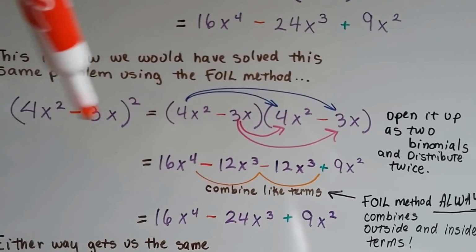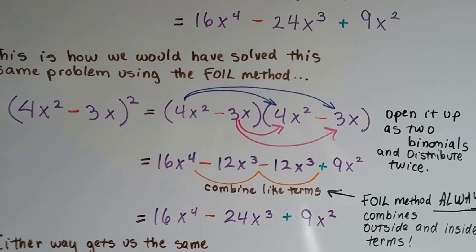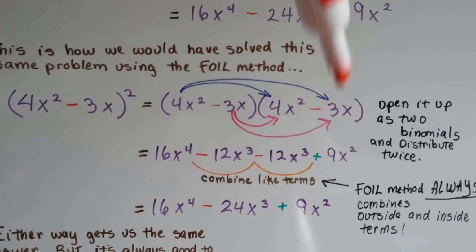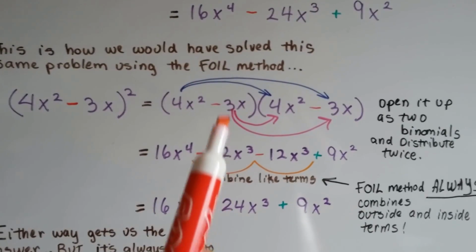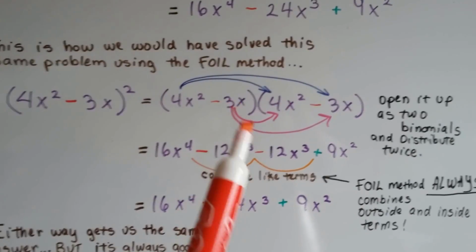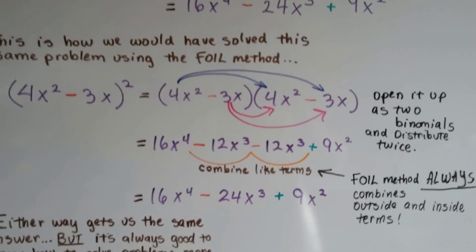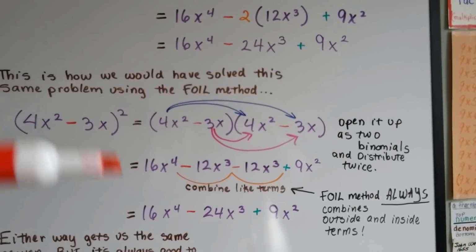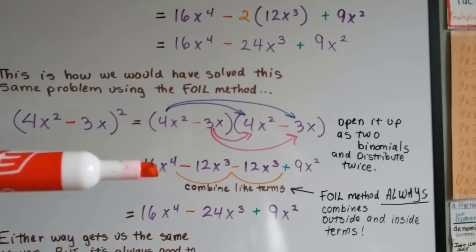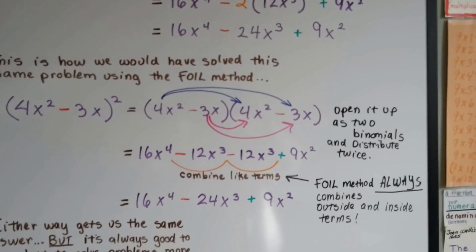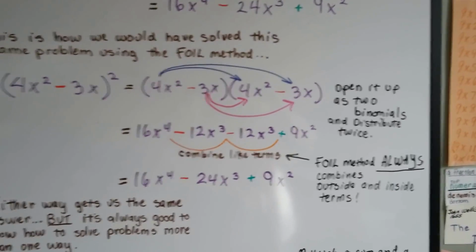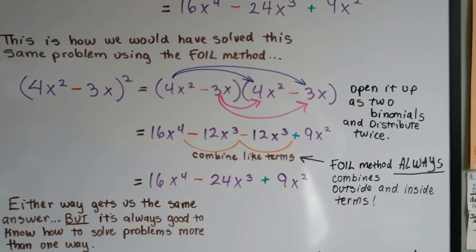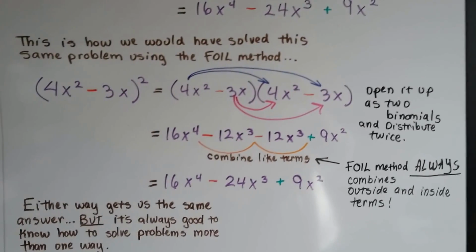We would have opened it up into 2 binomials and distributed twice. We would have distributed the 4x squared to this 4x squared and to the negative 3x. And we would have distributed this negative 3x to the 4x squared and the negative 3x to the negative 3x. And we would have gotten the same exact answer as we did by doing the squaring binomials method. This FOIL method always combines the outside and inside terms. See that? So we ended up with negative 24x to the 3rd power.